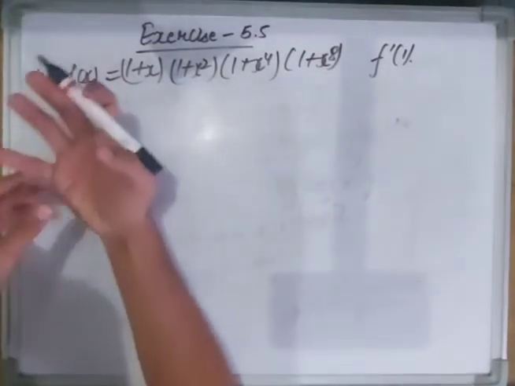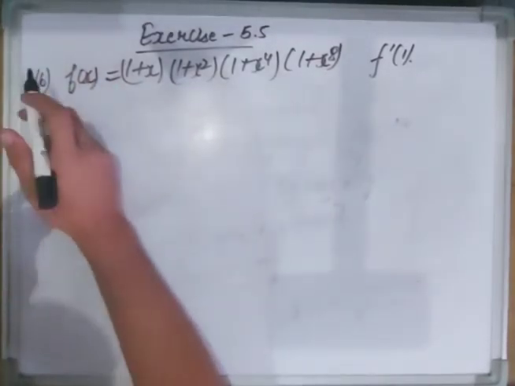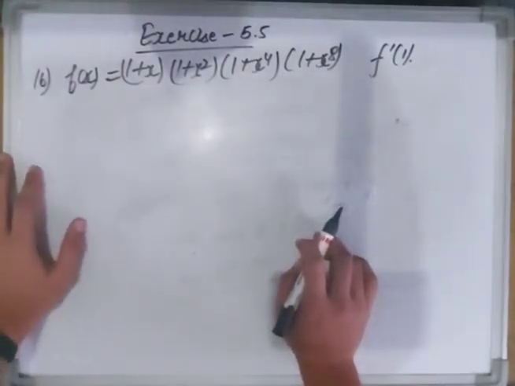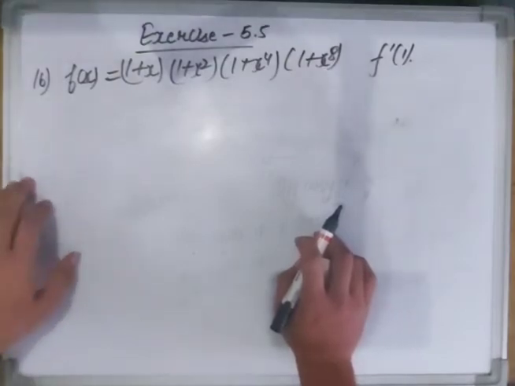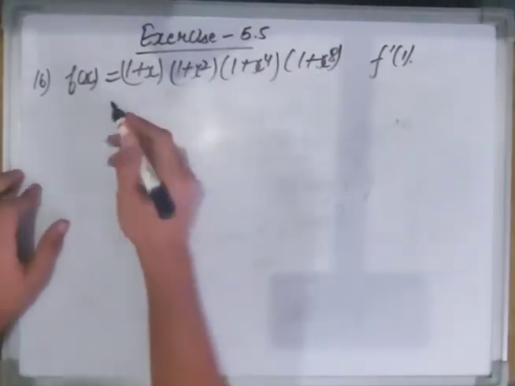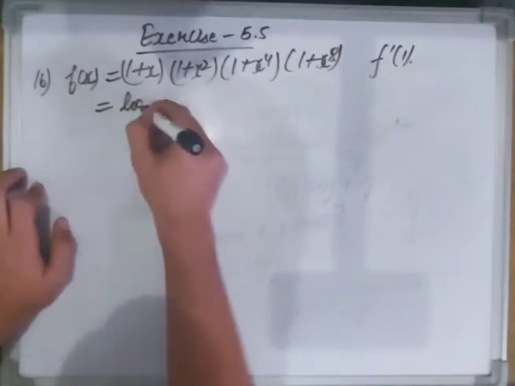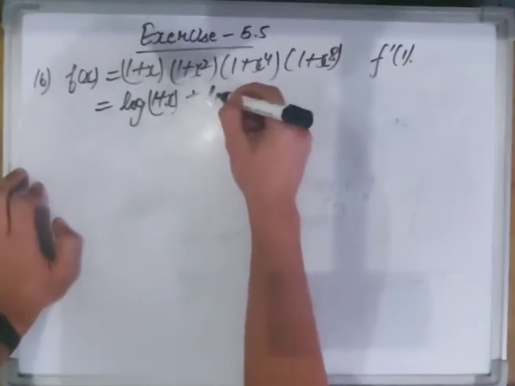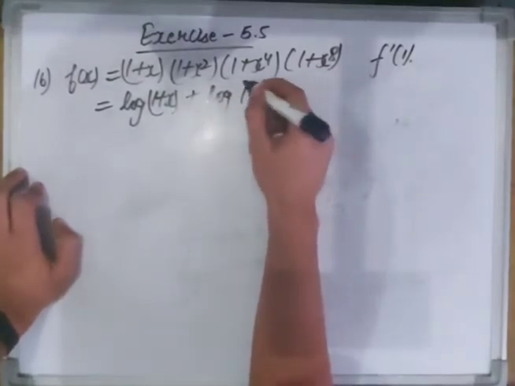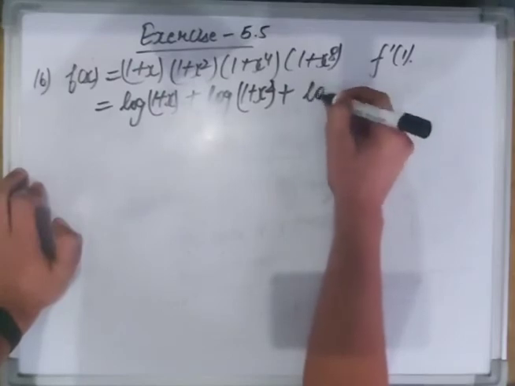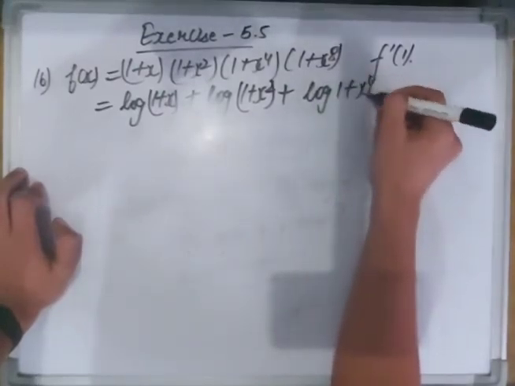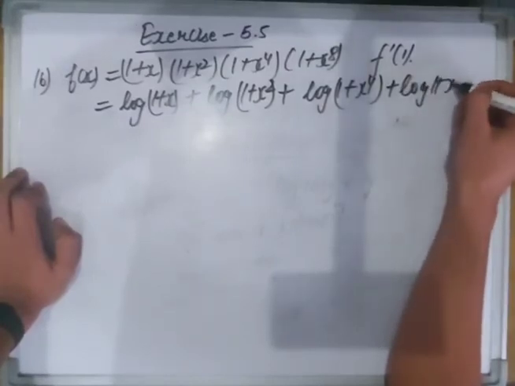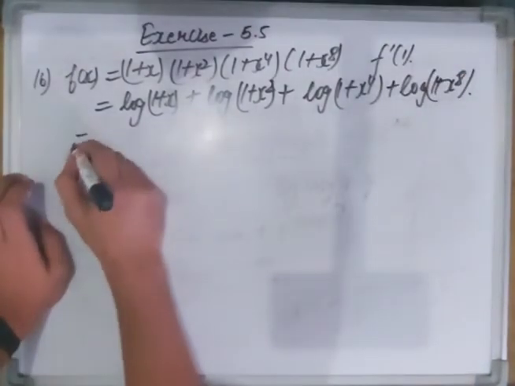You can solve this question with various methods, but I prefer to solve it by taking log. We have log(1 plus x) plus log(1 plus x squared) plus log(1 plus x raised to power 4) plus log(1 plus x raised to power 8). Now you can differentiate this. The question is a bit easier.